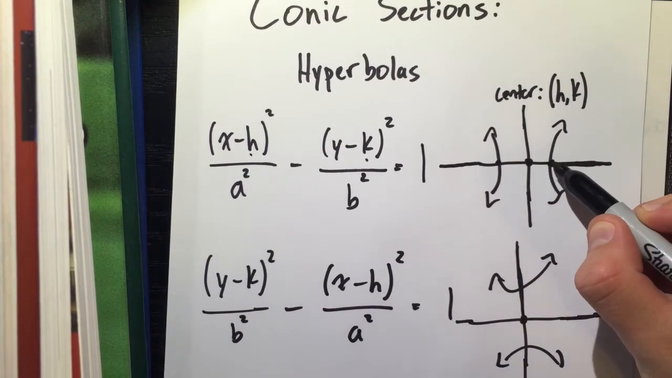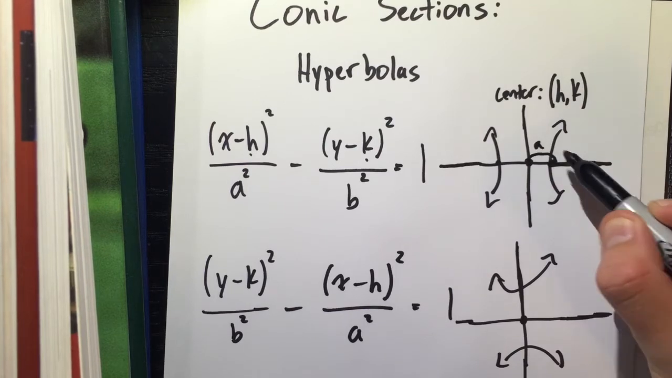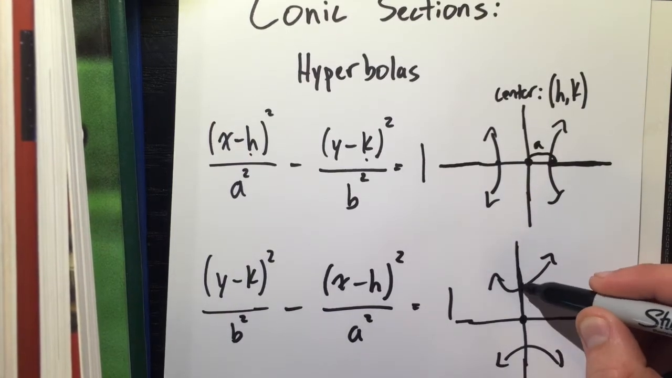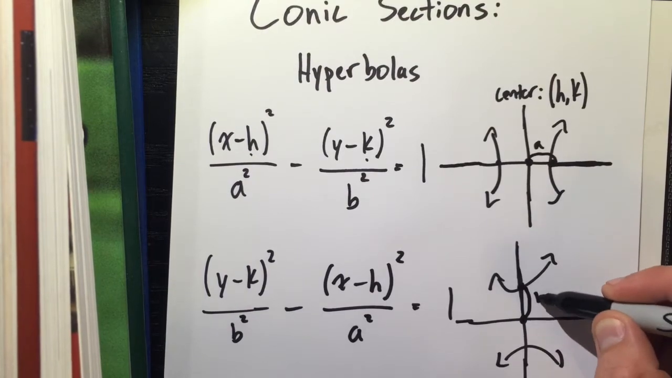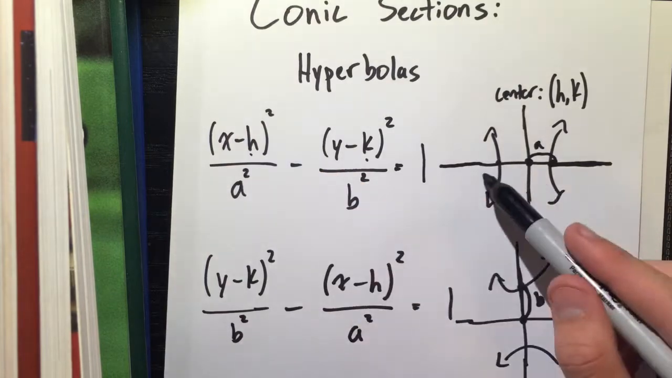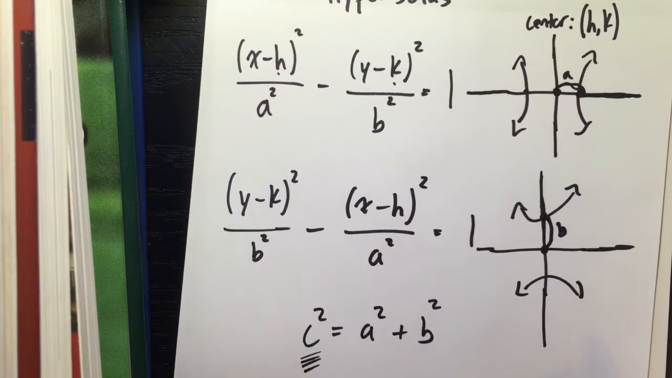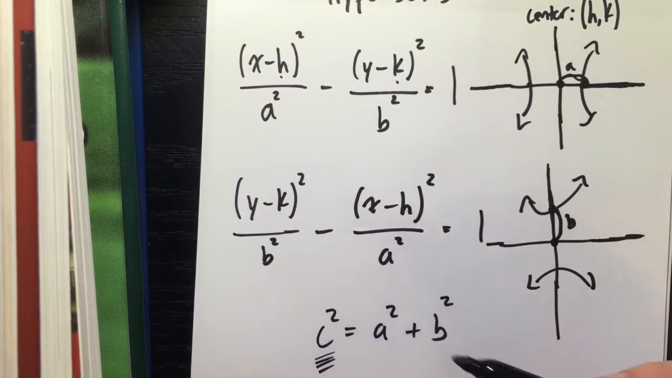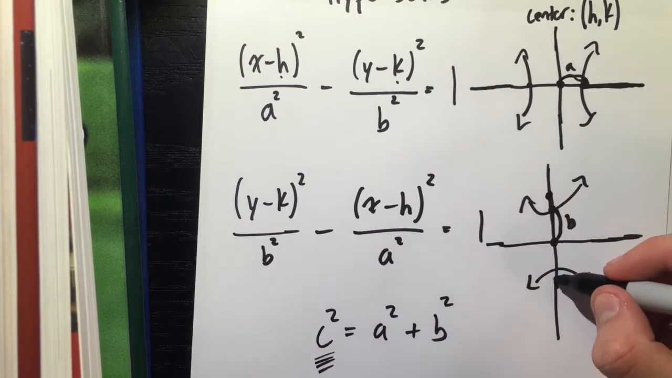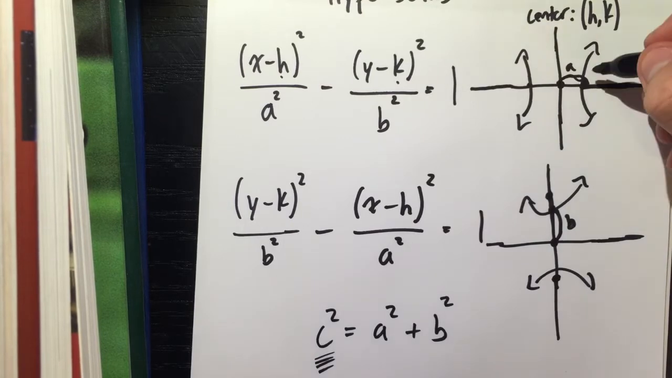The distance between the center and the vertex, that is a. In this case, the distance from the center to this vertex would be b, because in this equation, b goes with the y-axis, while x goes with the a. Hyperbola graphs also have foci. Foci is c. Once you find c, you can place your foci on the graph, and the foci will always be wrapped around by the hyperbola.